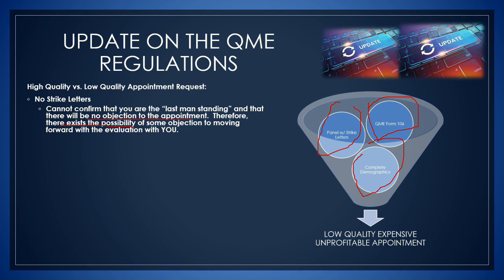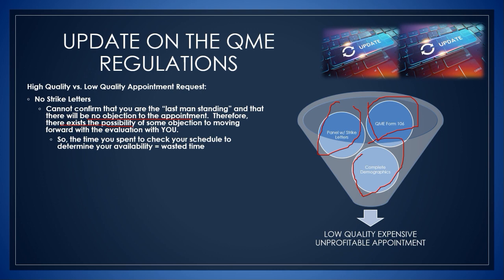We want to use an AME. Or we have some objection because this injured worker is not even an employee of this company. Or fill in the blank of what the objection is. You want no objection to moving forward with you as the evaluator. Otherwise, you're going to be bearing the cost of these losses. So let's just go through some of the losses.